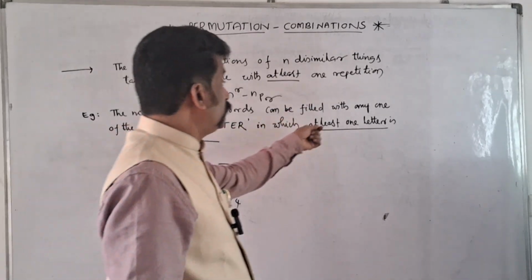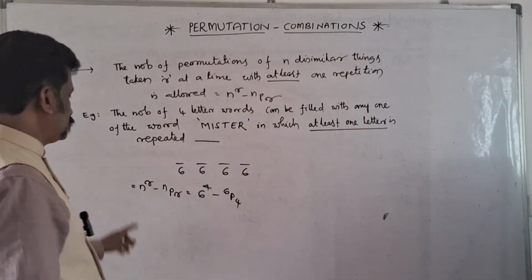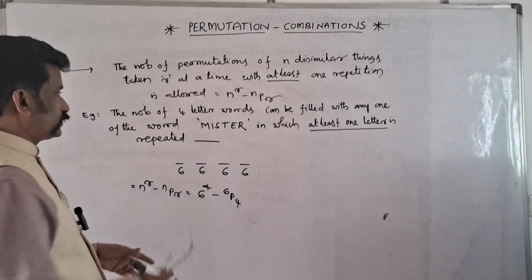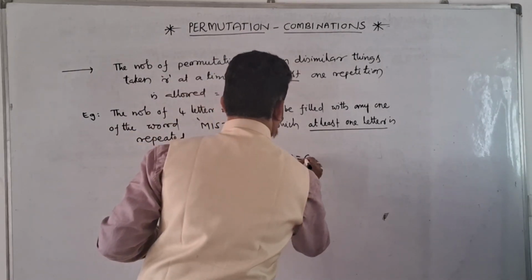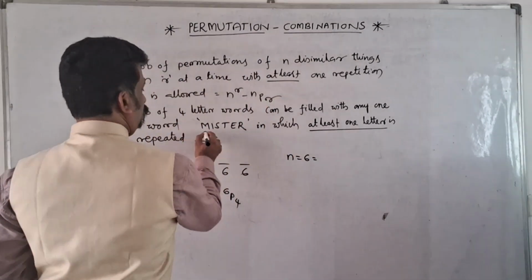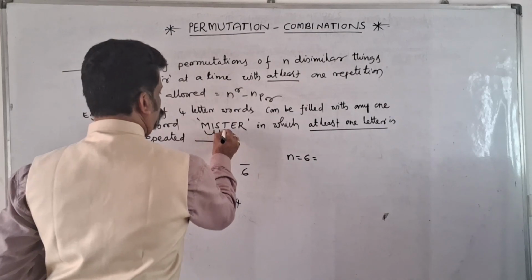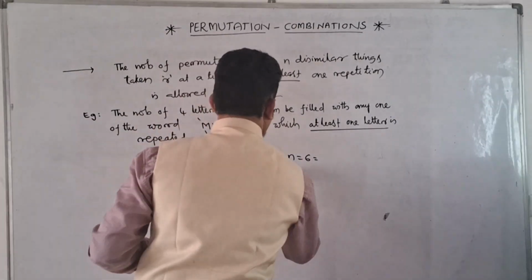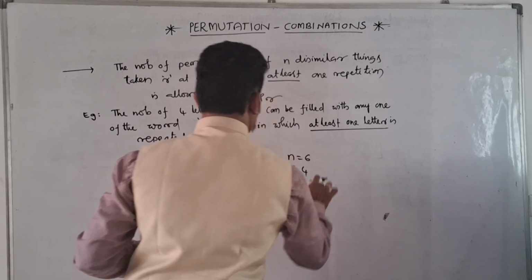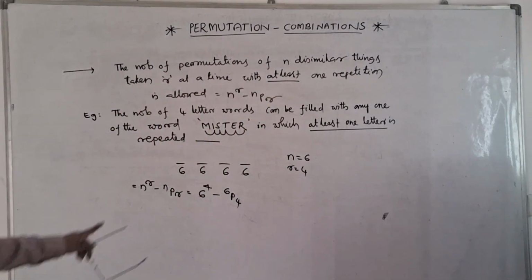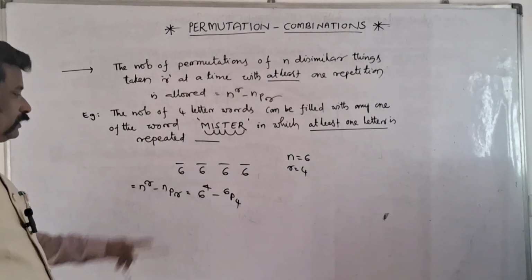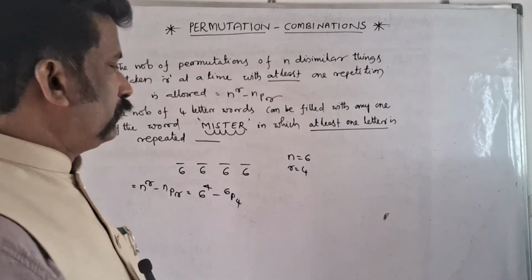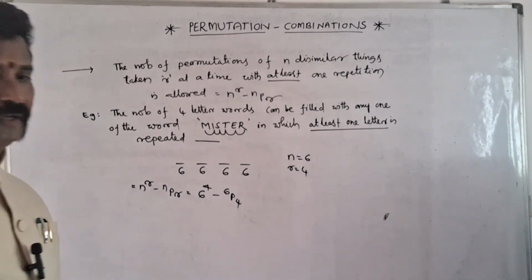Four-letter words formed from the word MISTER in which at least one letter is repeated is equal to n power r minus nPr, where n is equal to 6, because 6 letters are there: 1, 2, 3, 4, 5, 6. And r is equal to 4. So n power r minus nPr is equal to 6 power 4 minus 6P4, whatever the value. This is the answer, beta.